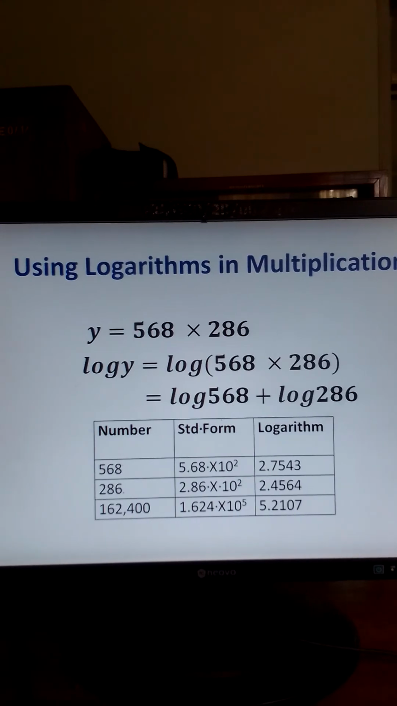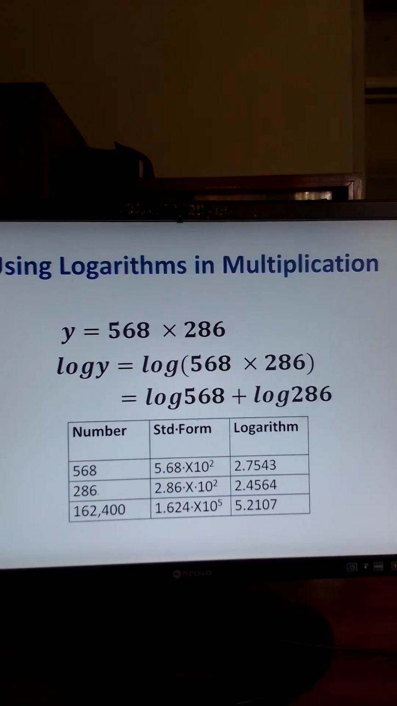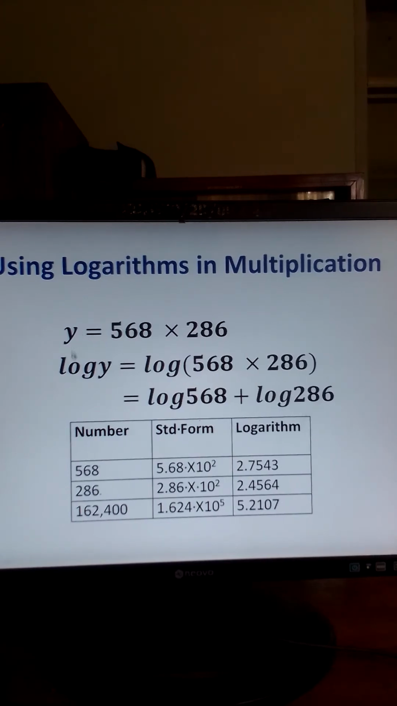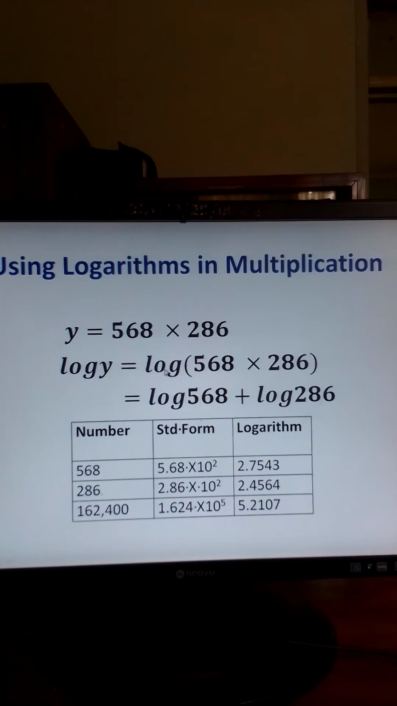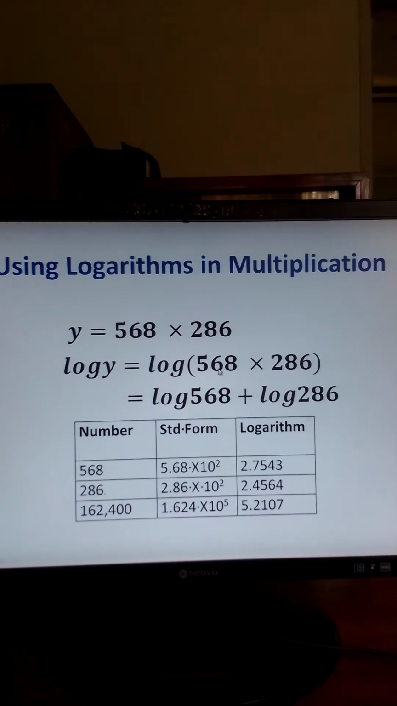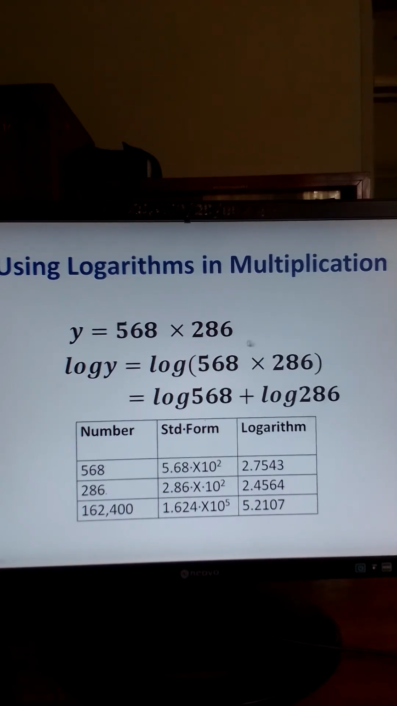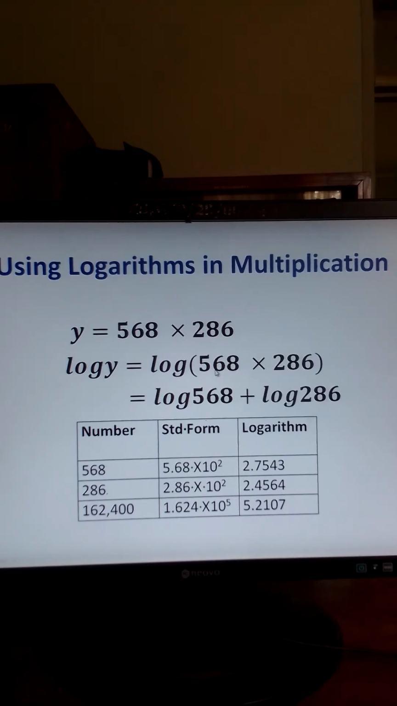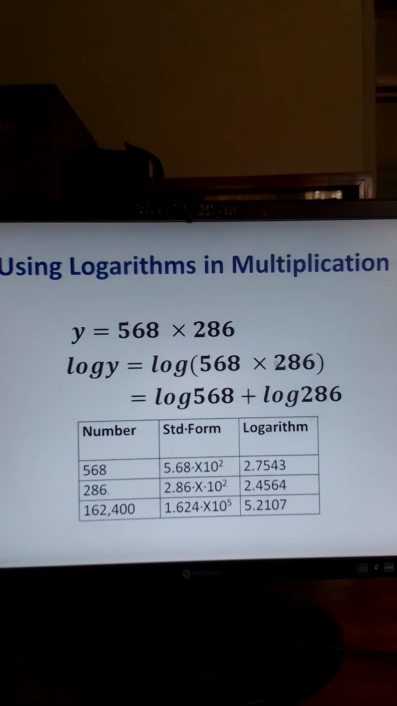Now we want to see how you can use logarithms in multiplication. Let's say we have y is equal to 568 times 286. We need to evaluate that product. So in this case, the logarithm of y to base 10 is equal to the logarithm of 568 times 286 to base 10. Now, when we are multiplying numbers, we add their logarithms. So 568 times 286, we find the logarithm of 568 to base 10 plus the logarithm of 286 to base 10.